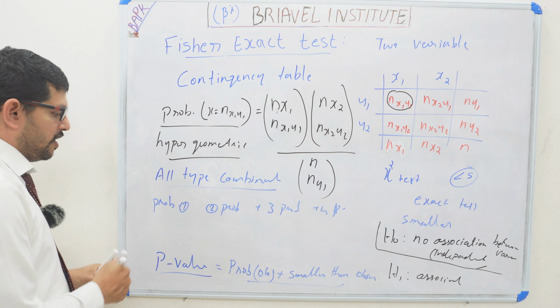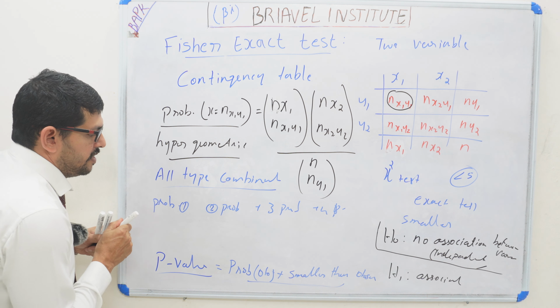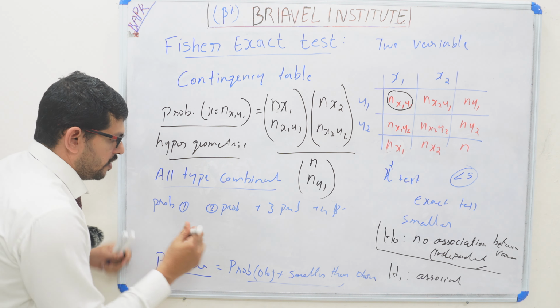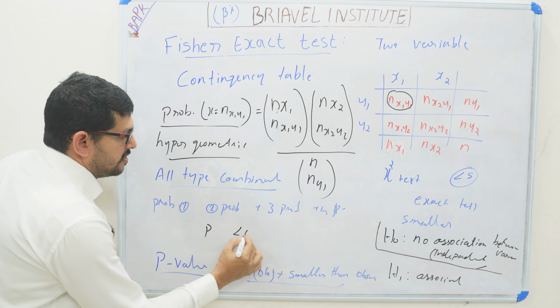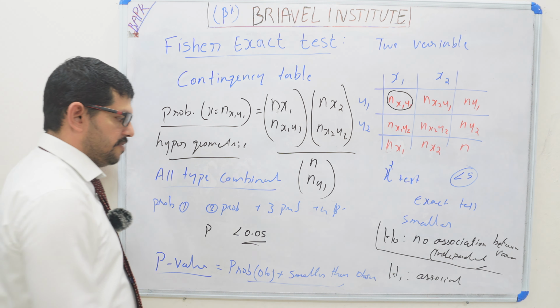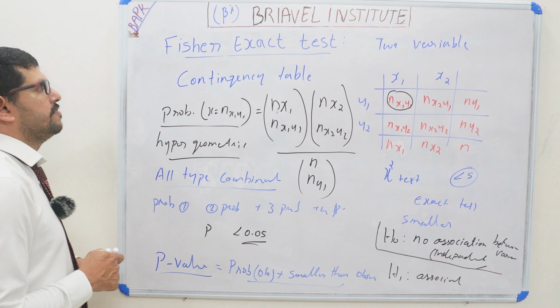Having obtained the p value, we can compare it with 0.05. If the p value is less than 0.05, we can reject the null hypothesis. If it is greater, we cannot reject the null hypothesis. So this is the basic of the Fisher test.